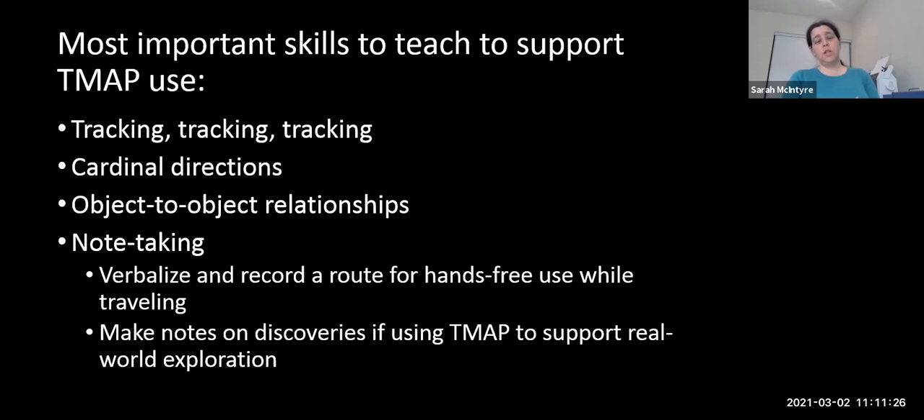Also working on object to object relationships, and then having a way to take notes for the student to be able to verbalize and record a route for hands-free use while traveling. And then making notes on discoveries if using Tmap to support real world exploration, having a way to make notes as they go. And next slide, please.